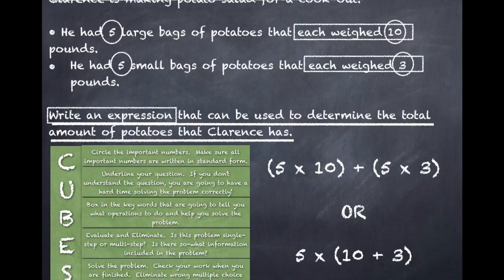Another way we could do this is by using the distributive property. In both of these, with the large bag and the small bag, we have 5 of each. So we could first add 10 plus 3, and then multiply that sum by 5. You'll see the use of the distributive property on your test. Let's look at the next question.